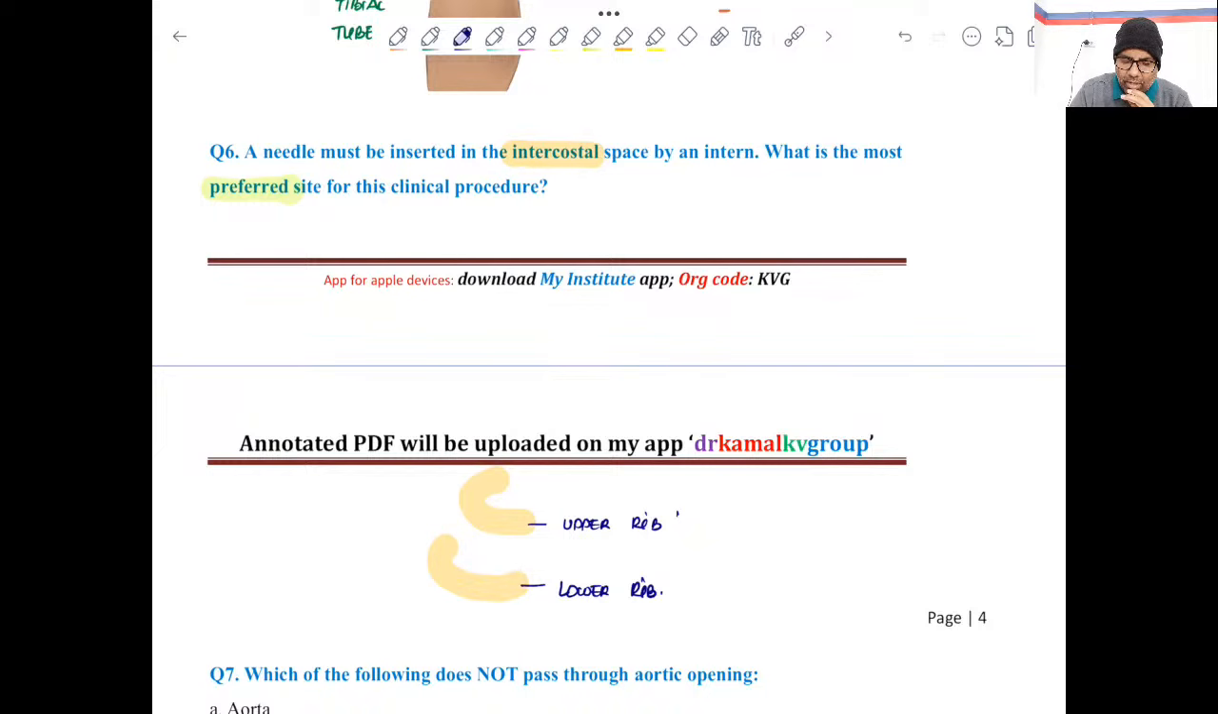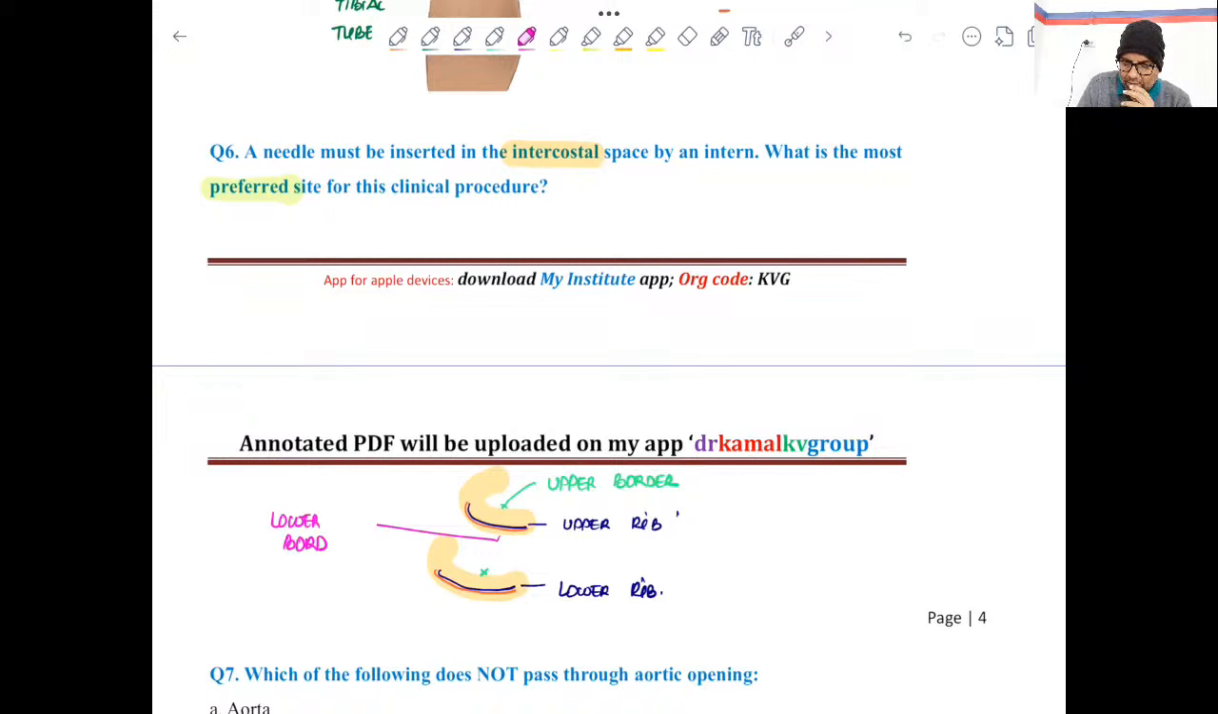So what we do actually, we have to make sure that when we are passing the needle, we should not injure the neurovascular bundle. And the neurovascular bundle is in the lower part of the rib. Clear? So it is something like this. Therefore, it is always wiser to pass the needle along the upper border, because this area is safe. Here there is no vascular bundle. So this is the upper border of the rib, because the lower border is related to the neurovascular bundle.